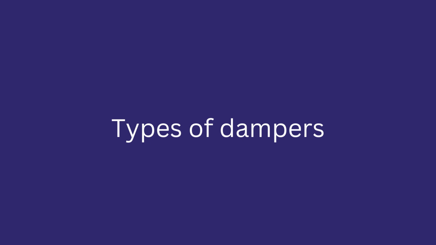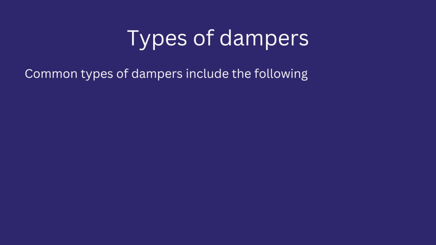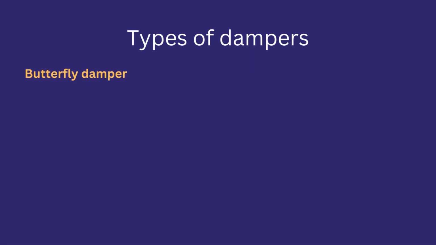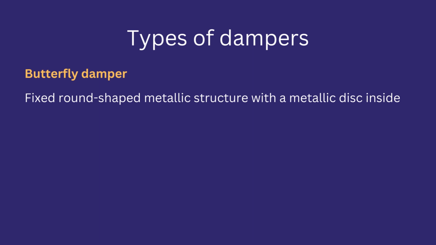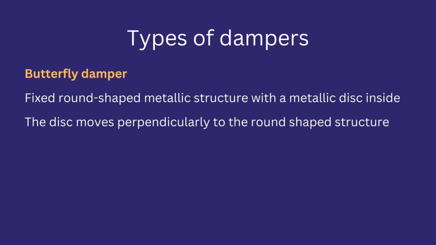Types of dampers. Let's discuss types of dampers in pharma applications. In pharmaceutical applications, there are two common types of dampers, butterfly and blade. Butterfly damper. Butterfly dampers are fixed, round-shaped mechanical structures with a metallic disc inside them. The disc is used to control the flow. The disc moves perpendicularly to the round-shaped structure and is the basic controlling mechanism behind the butterfly damper.